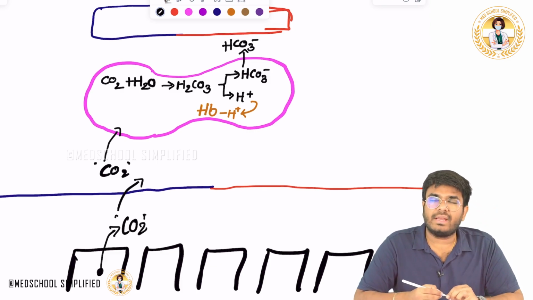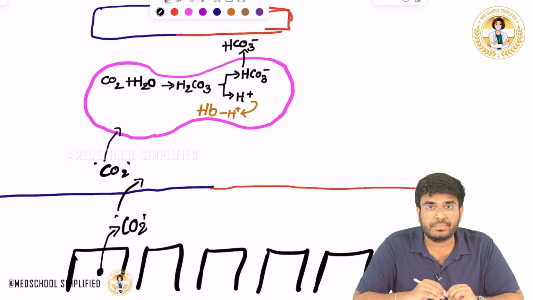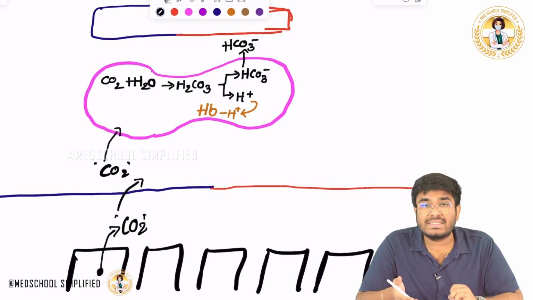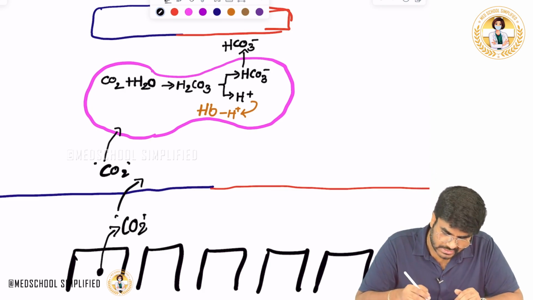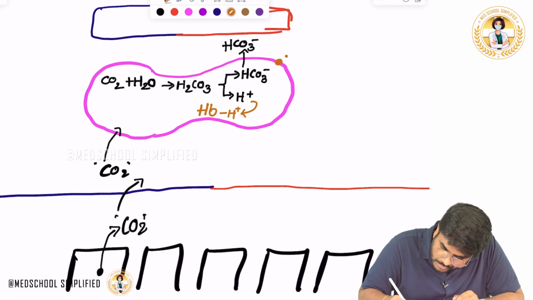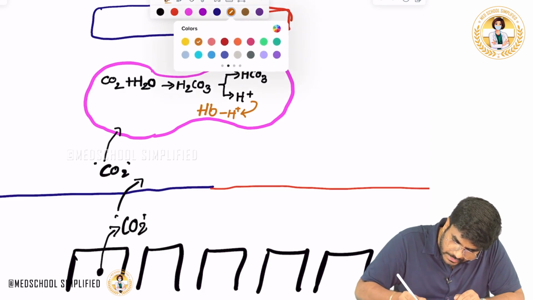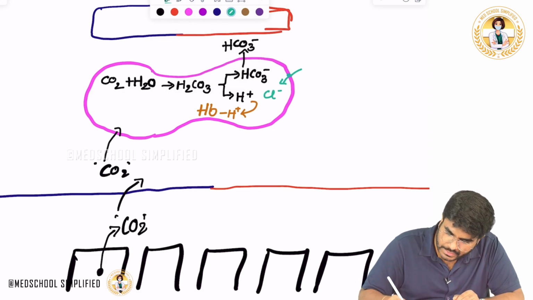If you want to send one negative ion out of the cell, you have to take one negative ion into the cell to maintain electrical neutrality. So this bicarbonate, which has gone out, is exchanged for chloride ion. So chloride will come into the cell. Look here carefully, who is coming in? Chloride will come into the cell. Let's say here is a chloride. Chloride is coming into the cell.